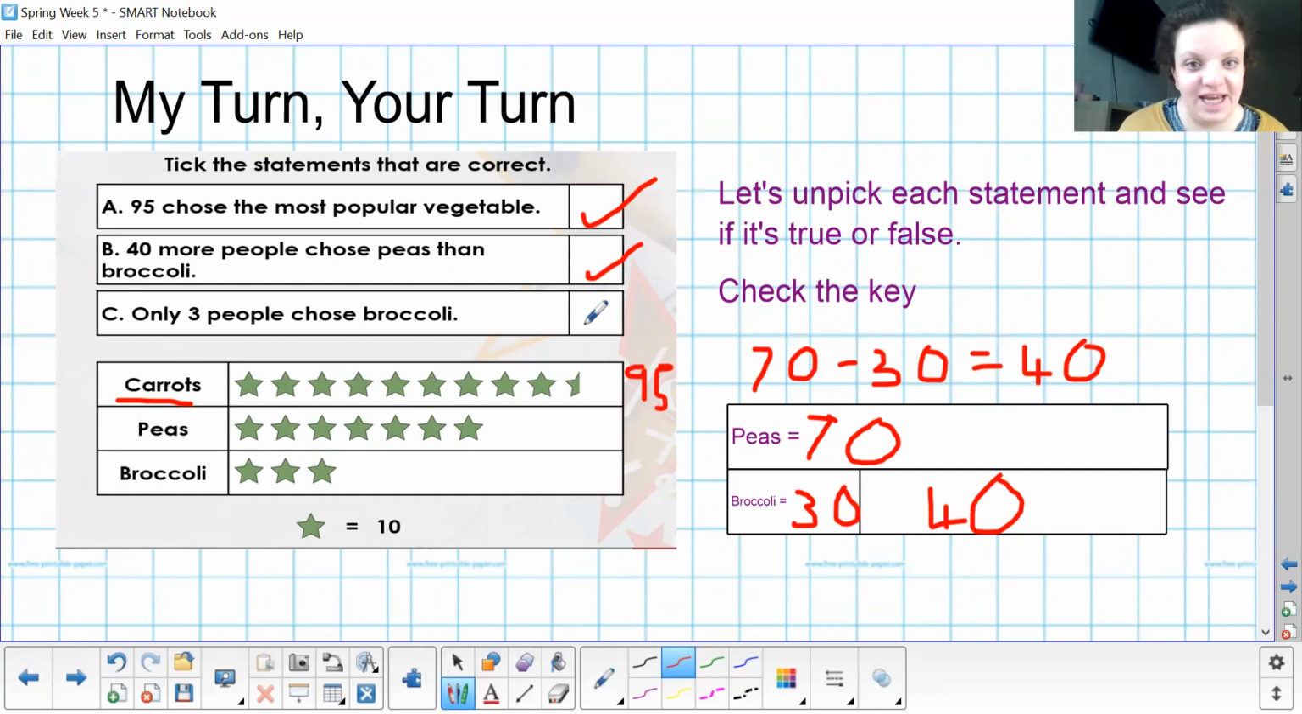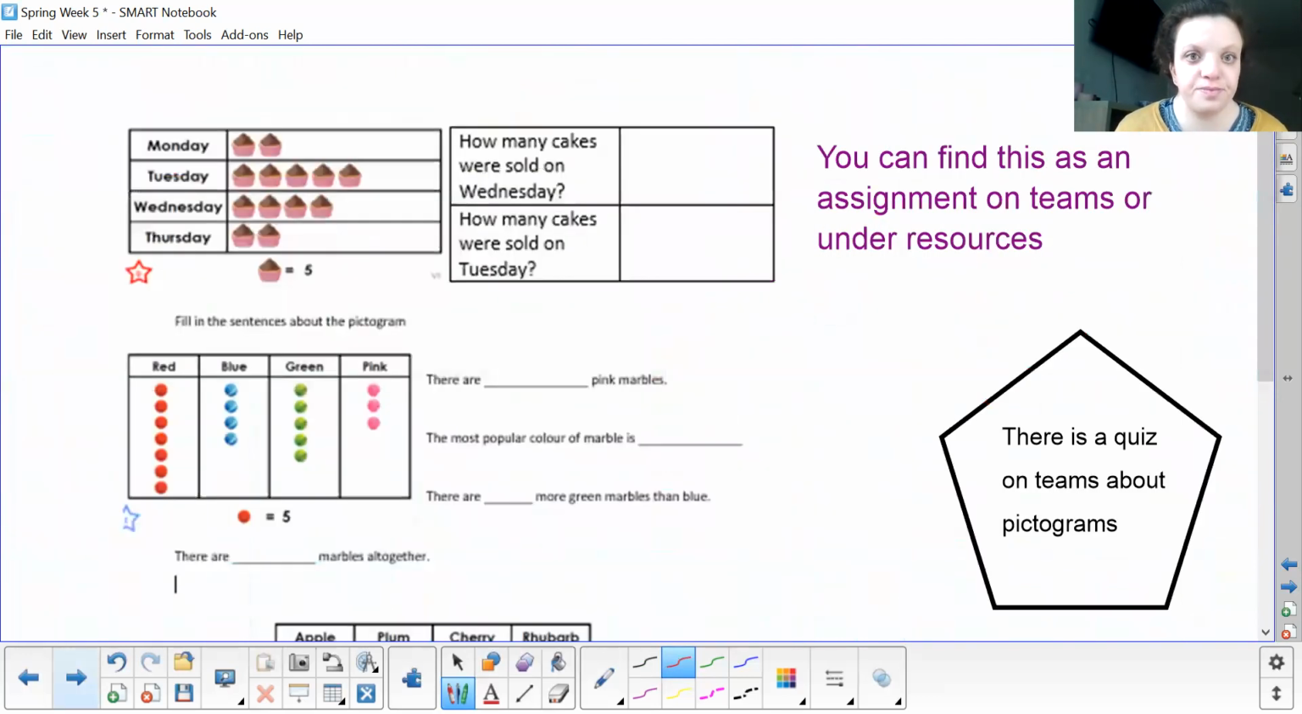Okay, you should have not ticked this one. It's false, it's wrong, because it's not 3 people, because each star equals 10. So we have to count in tens. 10, 20, 30. So 30 people chose broccoli, and I can add that on the end to show that I understand why it is false. Okay, well done, fantastic, really good thinking, really good problem solving.